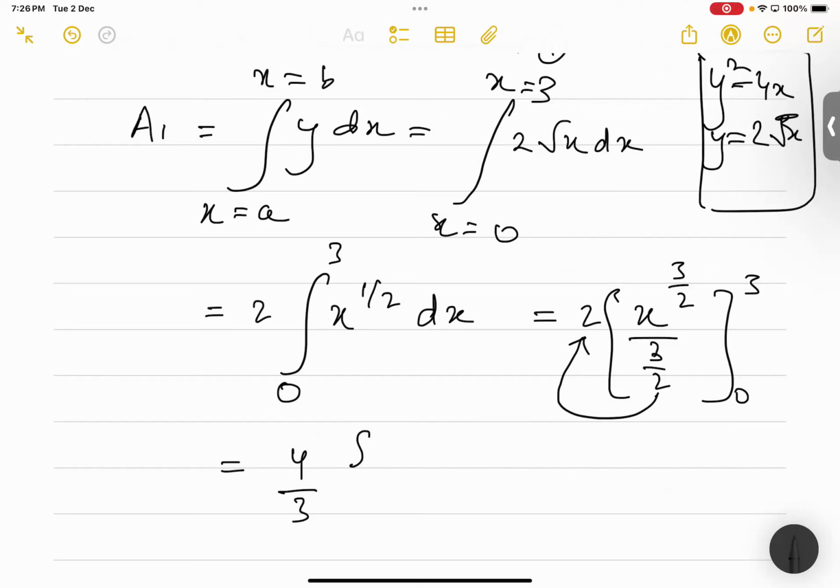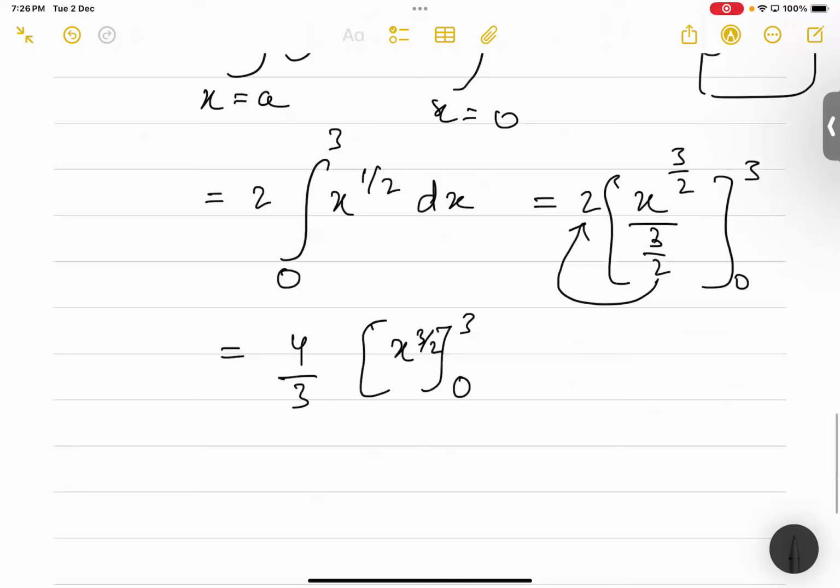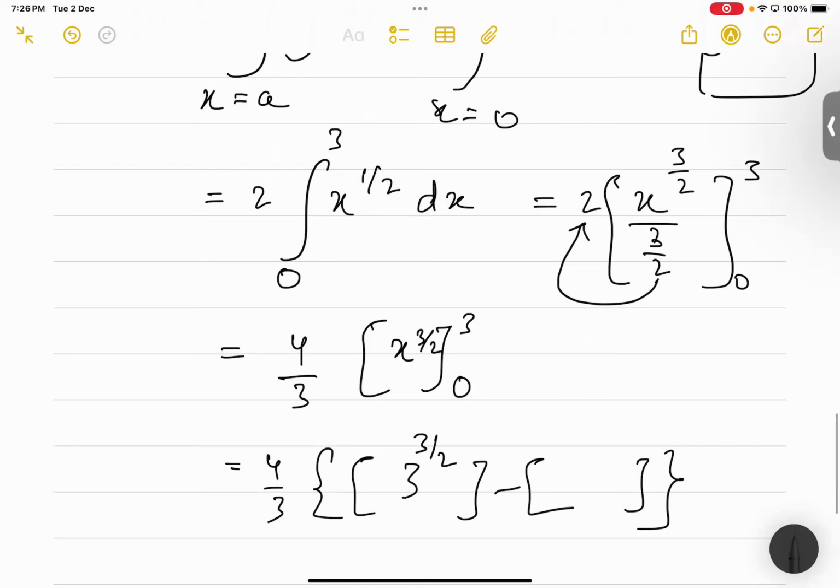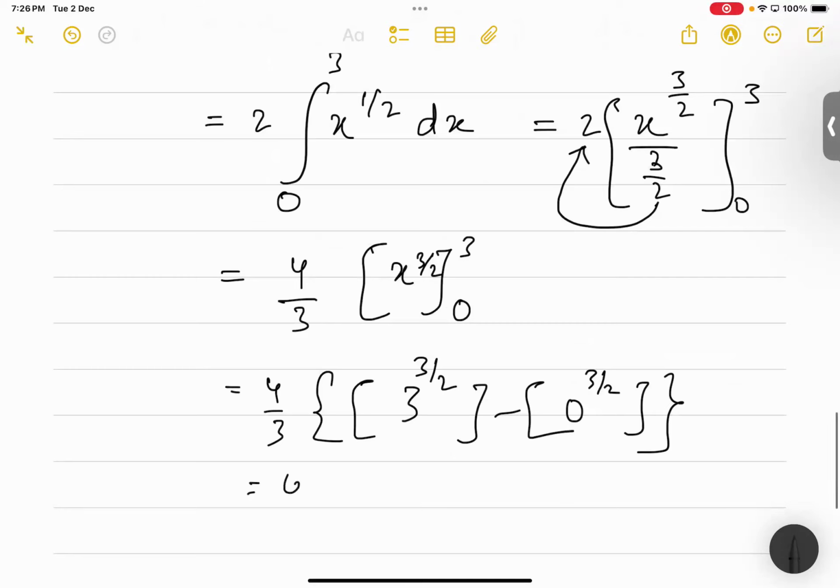Okay. And this is going to be x raised to 3 by 2, with limits 3 and 0. Correct? Now, box minus box within the curly bracket: 3 raised to 3 by 2, minus 0 raised to 3 by 2. So 4 by 3, and x raised to 3 by 2 is x root x.